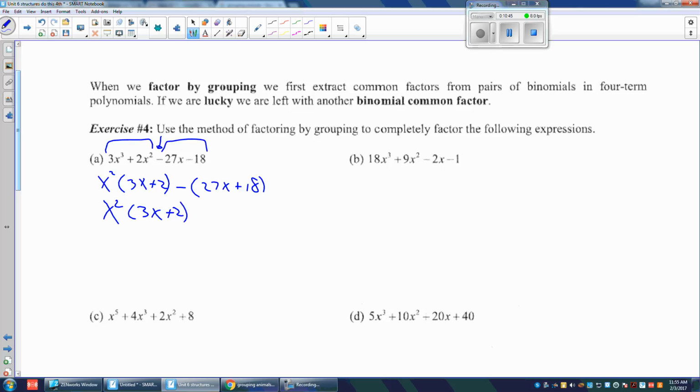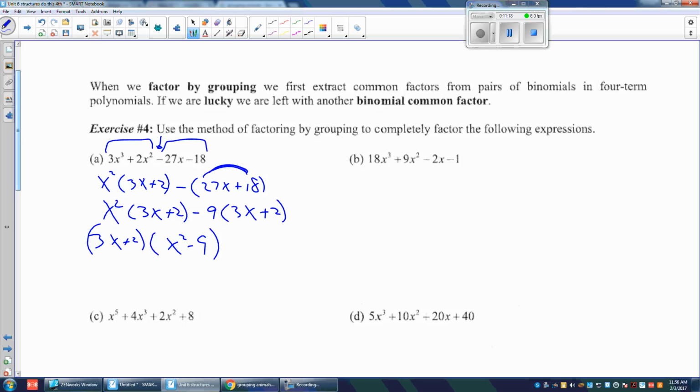And remember, my goal is to make this look like either an x squared or a 3x plus 2. So why don't I have it look like a 3x plus 2? 27 divided by 3 is 9. Oh, so I can divide everything by 9. The greatest common factor between 27 and 18 is 9, and I'm left with a 3x plus 2. Oh, cool. Now I have 3x plus 2 factored out, and I'm left with an x squared minus 9.